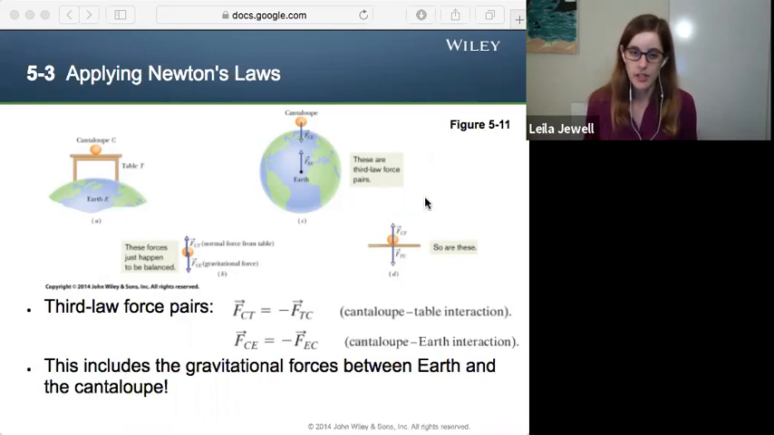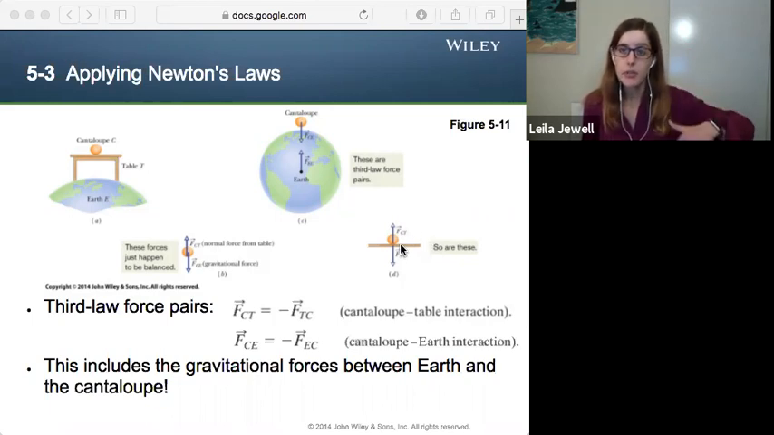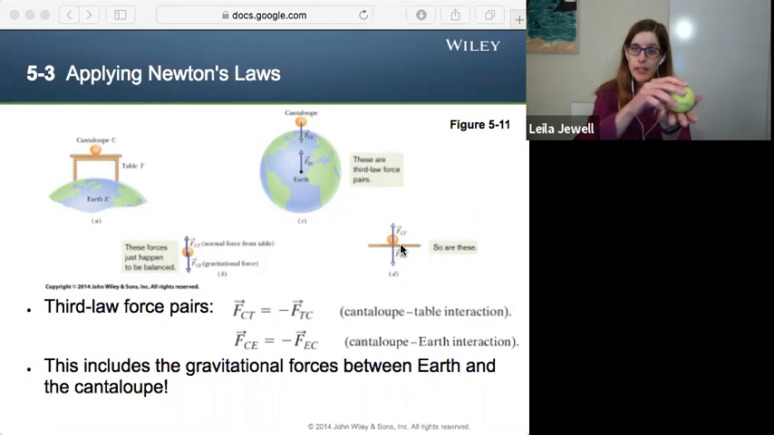One, we could consider the cantaloupe and the table. So the cantaloupe is pulled toward the center of the earth, down, and so that's pushing on the table, and so the table is going to push back on the cantaloupe in the upward direction. That's a third law force pair, equal and opposite forces, equal magnitude, opposite direction forces.